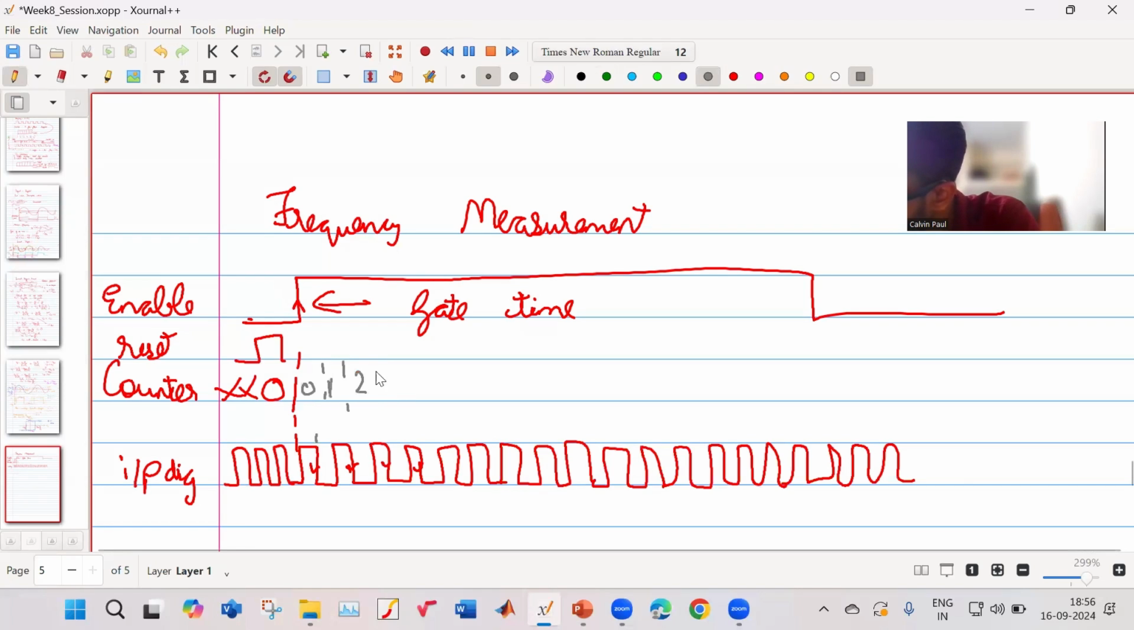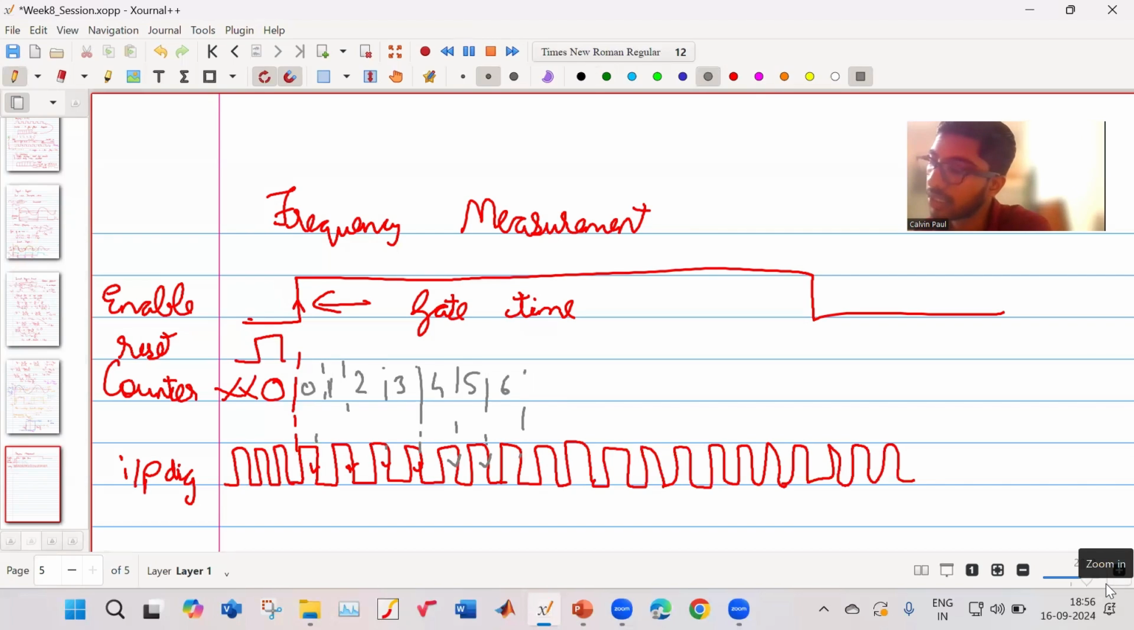Then it will become 2. Then at the next falling edge, it will become 3. Next falling edge, it will become 4. Next falling edge, it will become 5. Next falling edge, it will become 6. And so on, it will go. So on, it will count. This is how my counter will count.